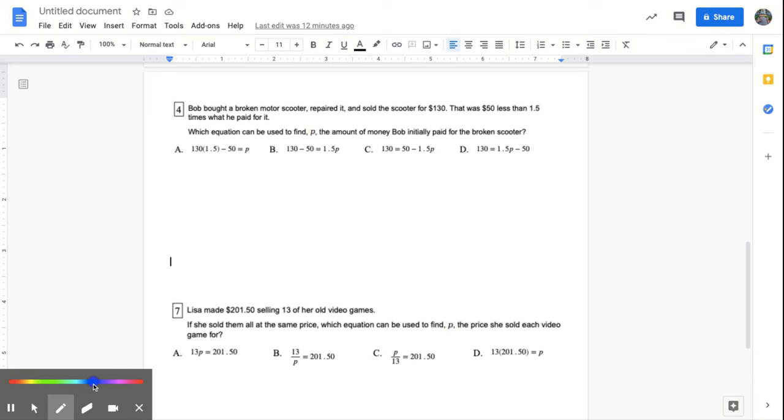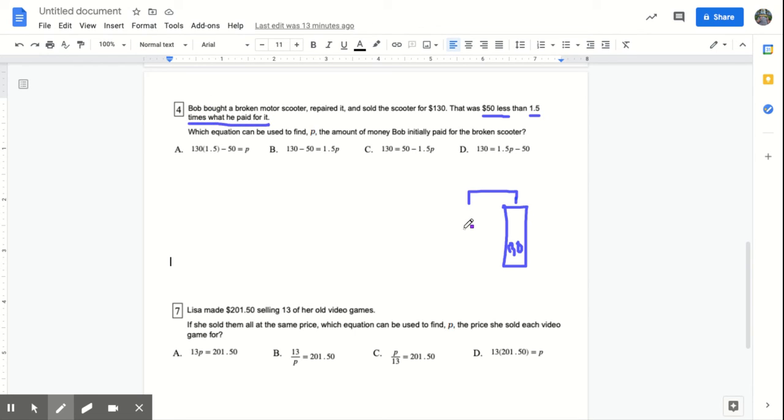So one way that I thought would be a good way to think about this problem is to think of the hangers that we were using before. Now, on one side of the hanger, we'll put what he sold it for, which was $130. That $130 is equal to $50 less than 1.5 times what he paid for it. Now, we don't know what he paid for it, but in the second part of the question, it does say to use P as the amount of money that he had initially paid for the scooter.